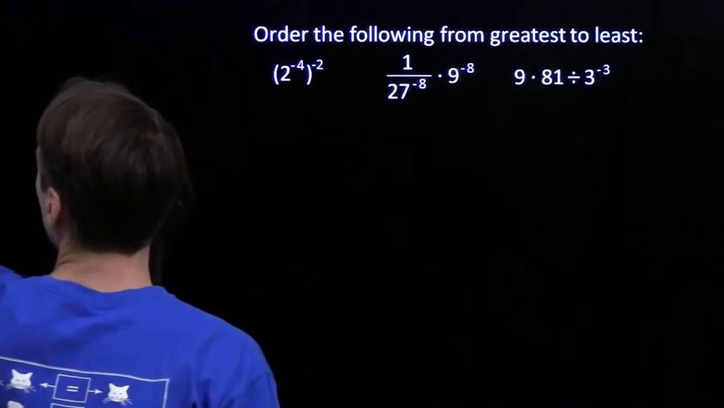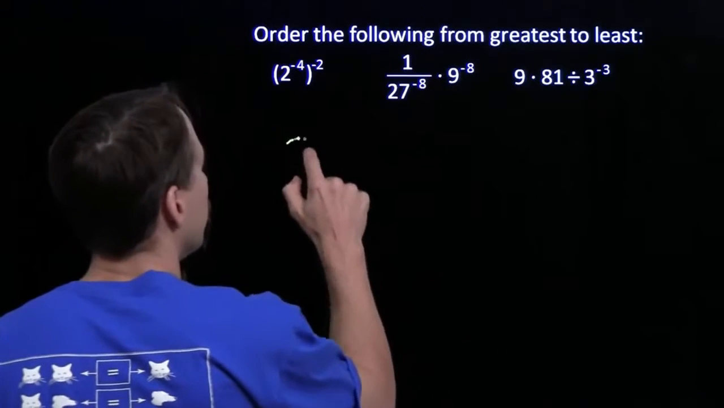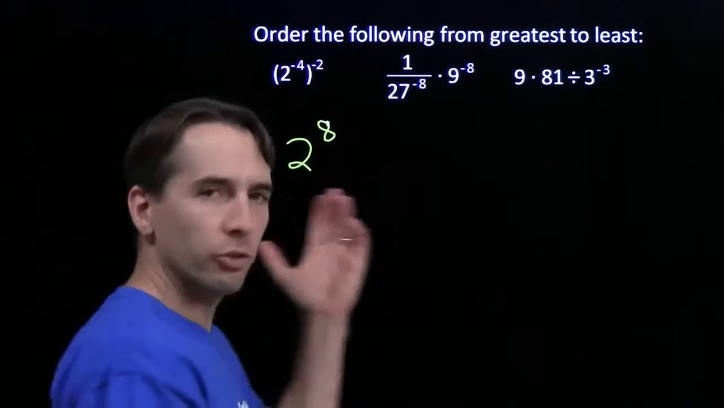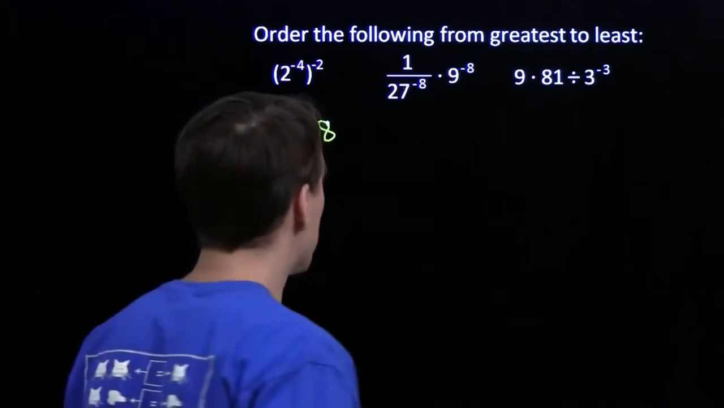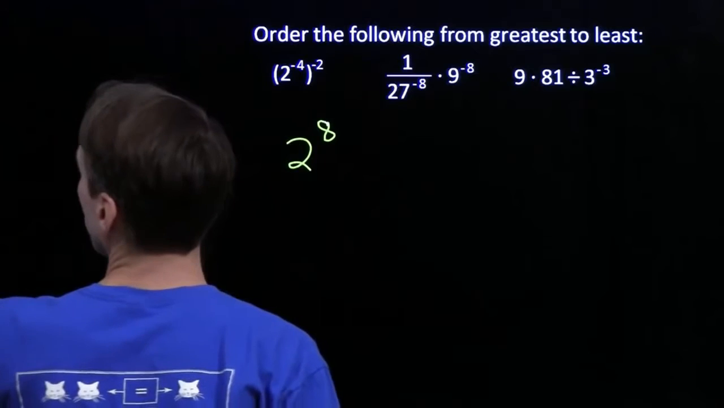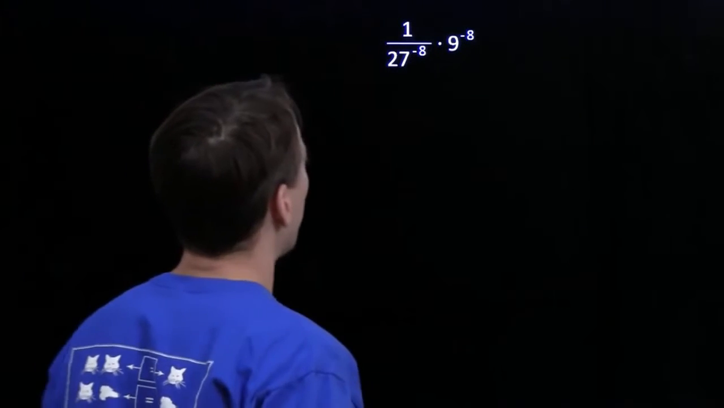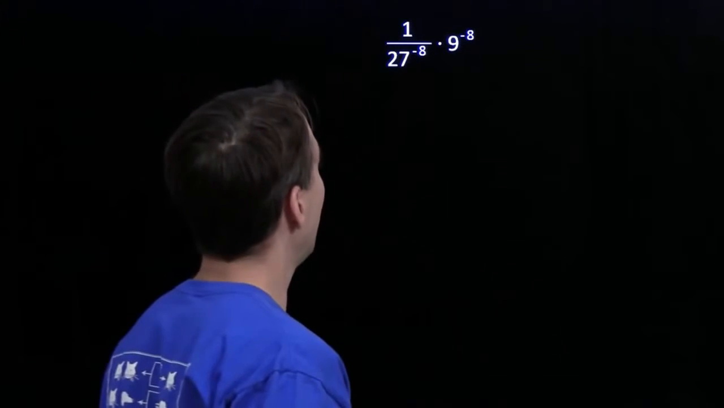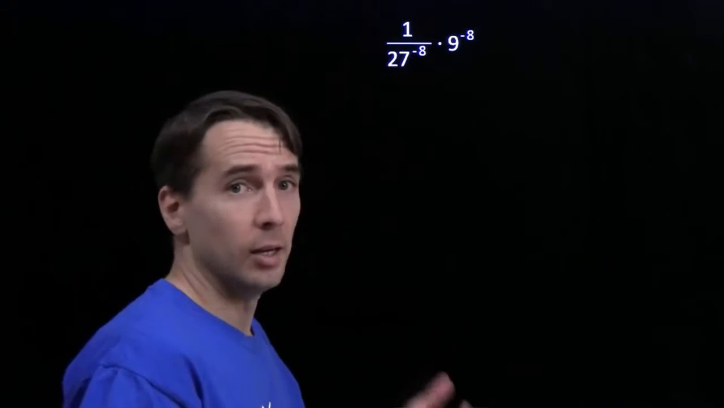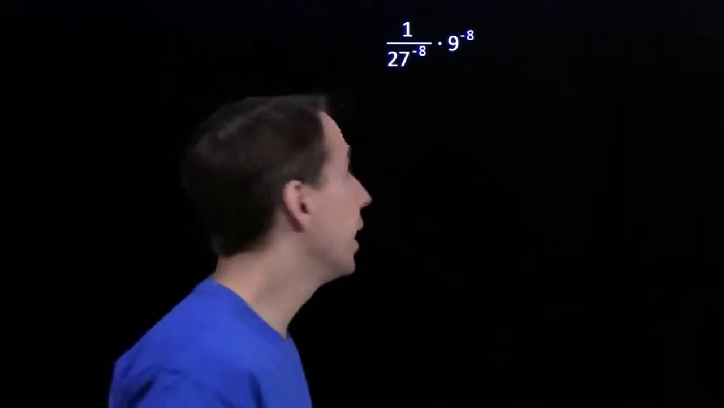I'm hoping I'll get lucky, and I'll be able to tell just from these simpler powers which one of these is largest and which one is smallest. Let's move on to the next one. We've got the reciprocal of 27 to the minus 8 times 9 to the minus 8. Well, now I know how to deal with the reciprocal of a negative power.